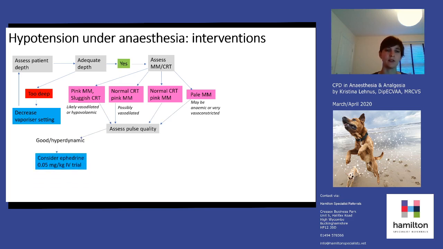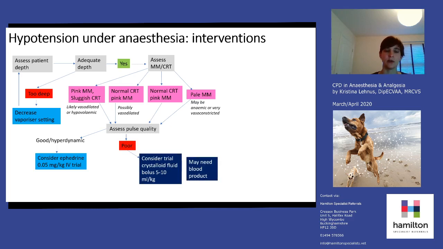So if you have a good or hyperdynamic pulse, your animal's probably vasodilated, and it might be one of those SIRS or sepsis animals, or it could be one that's had acepromazine, and then you may need to give ephedrine, which is basically an adrenergic agonist that increases vasoconstriction or vascular tone, and also has some mild beta effects, so it can increase contractility.